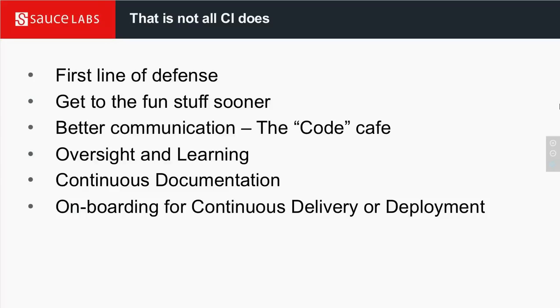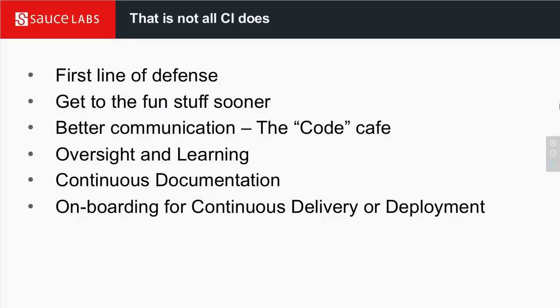First off, it's the first line of defense. Developers hate bugs. Sometimes they get offended when you introduce one to them, which is too bad because it's their responsibility, but they really don't want to spend time addressing bugs. What developers really like to do is get new functionality out the door because it's exciting to know that the users are using new features and seeing the response. And so CI allows you to get to the fun stuff sooner.